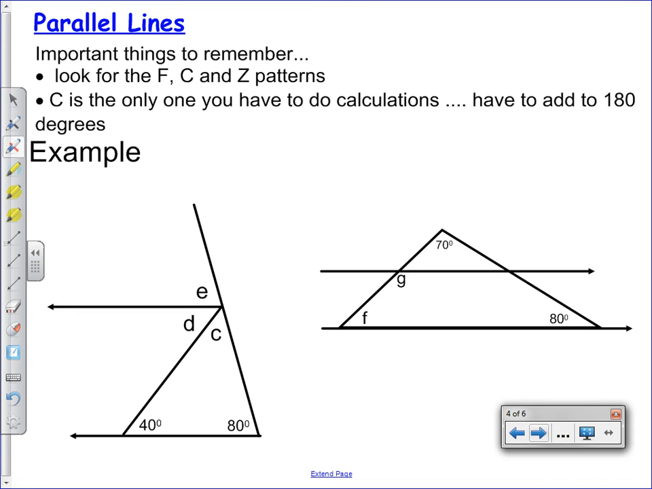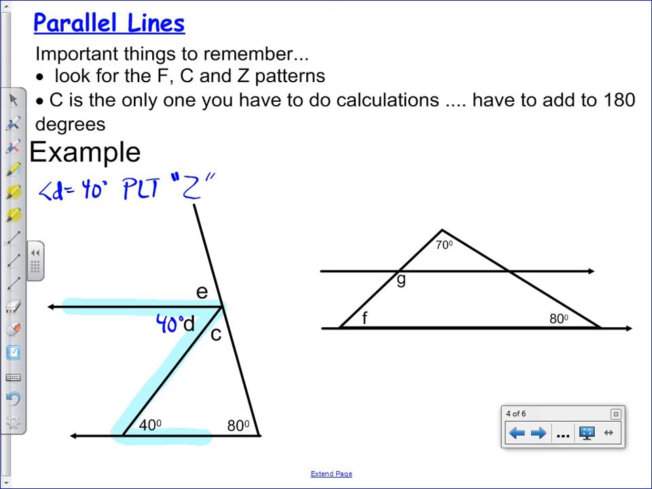So, in this first example here, what's the first angle that I can solve for? Nick? D. How can I solve for D? By using the Z pattern. Excellent. Here I have a Z pattern, so I'm going to write here, angle D is equal to 40 degrees because of the parallel line theorem, the Z pattern. So I know this is 40 degrees, so I'm going to jot that in there.